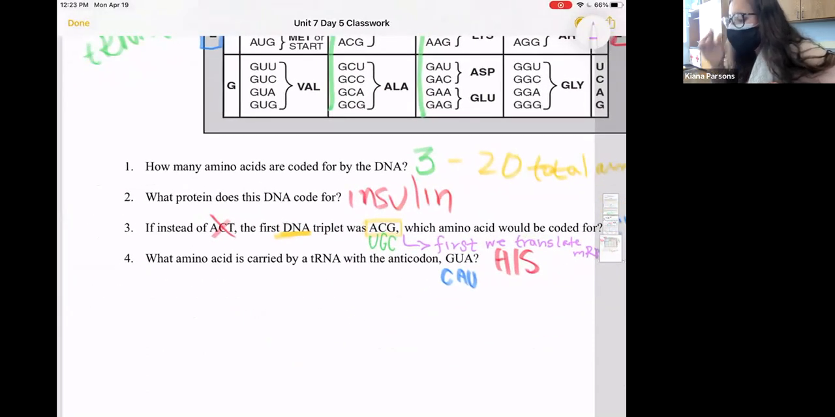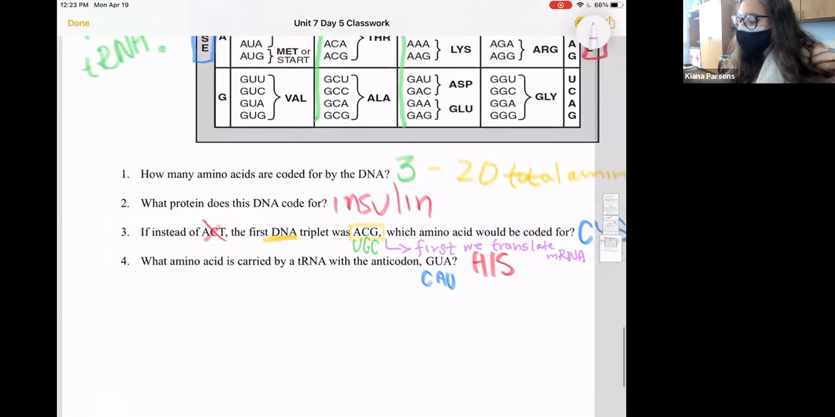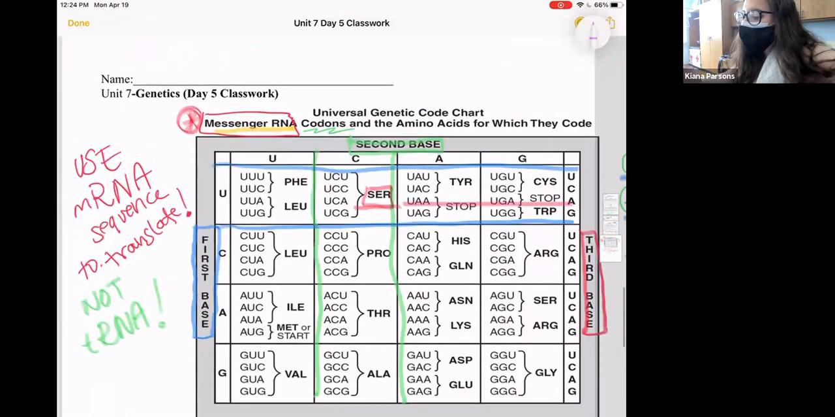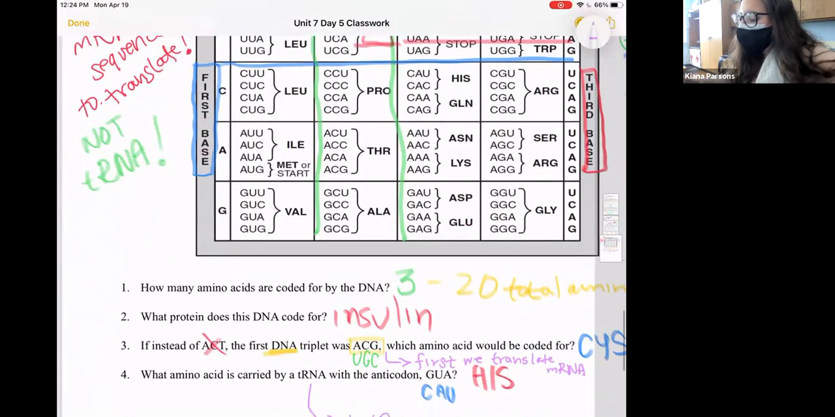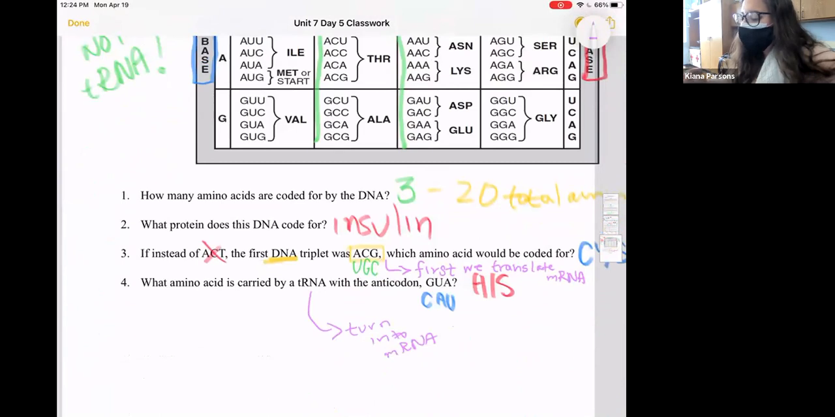And then for the last question, we also have to do a little translation, sort of in reverse. What amino acid is carried by tRNA with the anticodon GUA? We're doing reverse translation, so we're taking that tRNA and turning it into mRNA, because this chart is telling us what mRNA codons there are, and the answer is HIS.